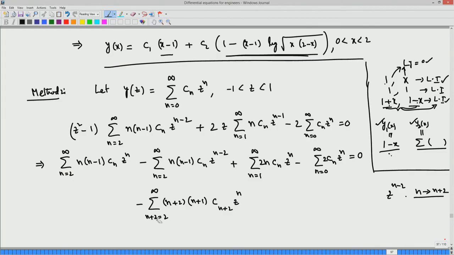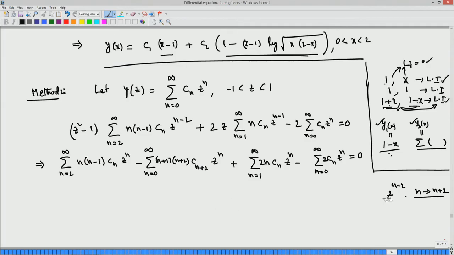So, n plus 2 equal to 2 cancels. So, what you have is simply n running from 0 to infinity. This is what you can replace with this. Finally, I am replacing n from 0 to infinity, n plus 1, n plus 2, C n plus 2 z power n. Okay. Now, I replaced. So, this is how you change the index.